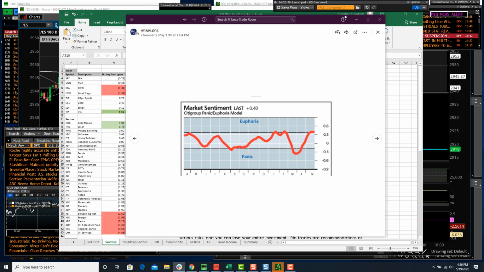Right, that's what we mean when we talk about market sentiment. So this thing is flashing right now, and I think this model is much better than the fear and greed index that everybody likes to quote. I just think it's more reliable.